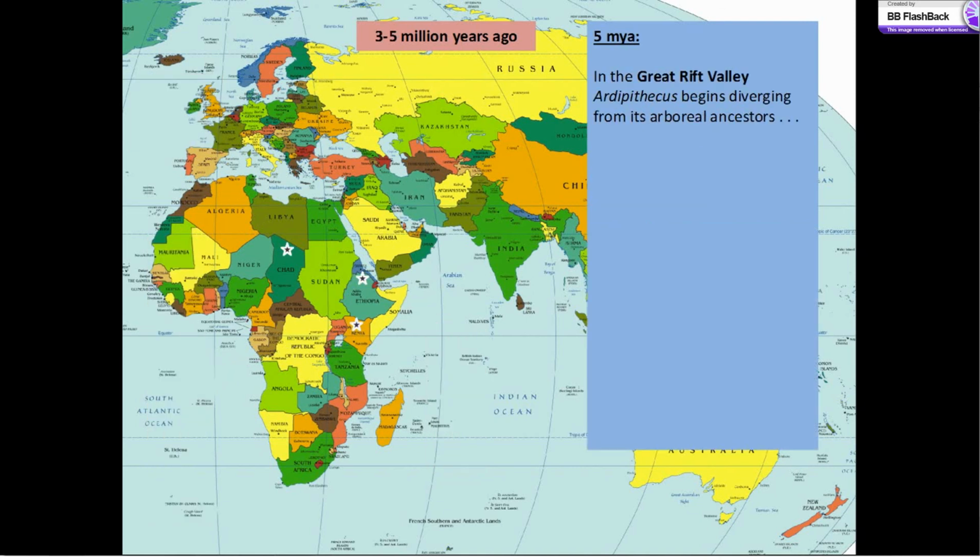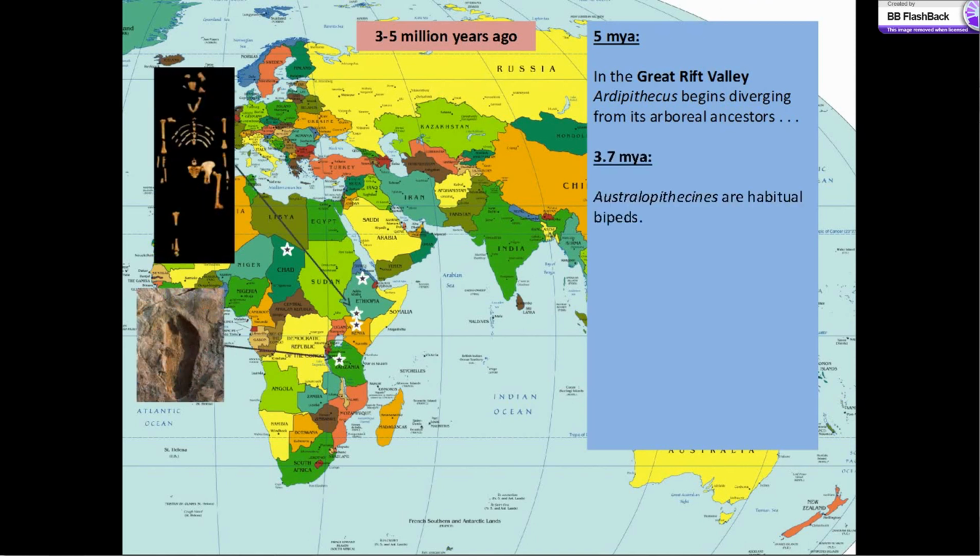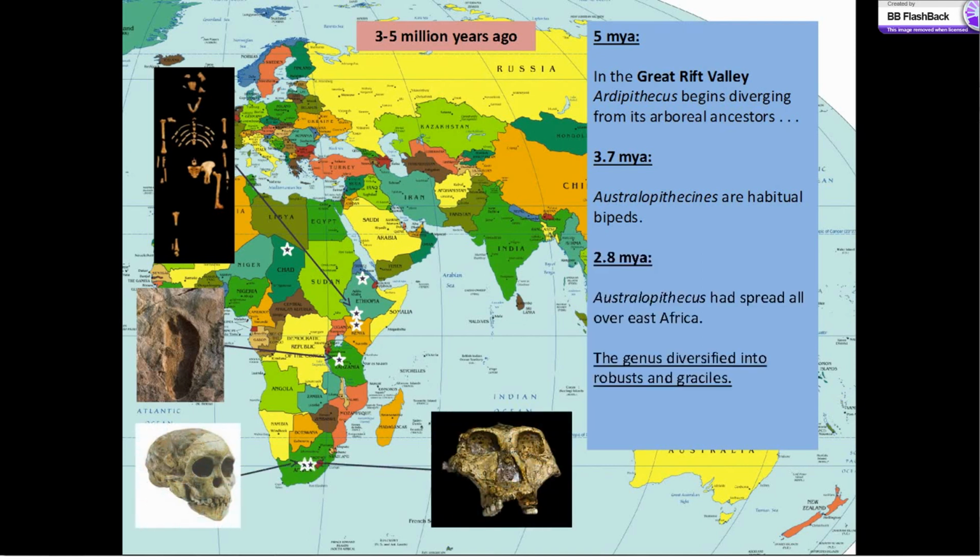5 million years ago, we have Ardipithecus diverging from its arboreal ancestors, right? And 3.7 million years ago, here in Laetoli, and then up here in Ethiopia, we have Lucy, we have Australopithecines, who are now habitually bipedal. By 2.8 million years, we know that the genus Australopithecus has gone all over East Africa. So we're finding them in South Africa, and we're finding them all through this area here. So we know that they were traveling.